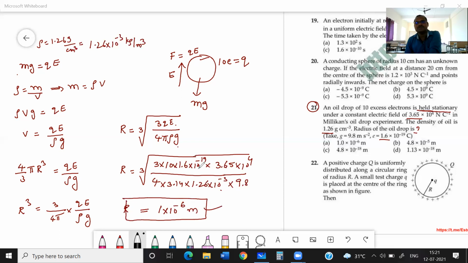The procedure for how to solve the problem I have given. Option A is the right answer for this. I hope you understand it clearly. Now let us go to the next question.